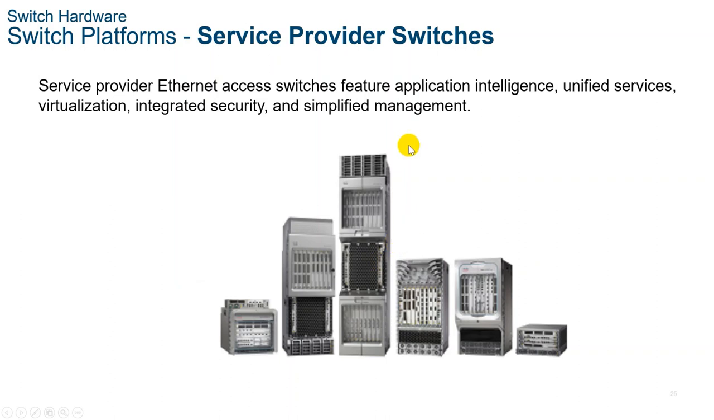Next is service provider switches. Service provider Ethernet access switches feature application intelligence, unified services, virtualization, integrated security, and simplified management. The service provider switches fall under two categories: aggregation switches and Ethernet access switches. Aggregation switches are carrier-grade Ethernet switches that aggregate traffic at the edge of the network, while service provider Ethernet access switches feature application intelligence, unified services, virtualization, integrated security, and simplified management.